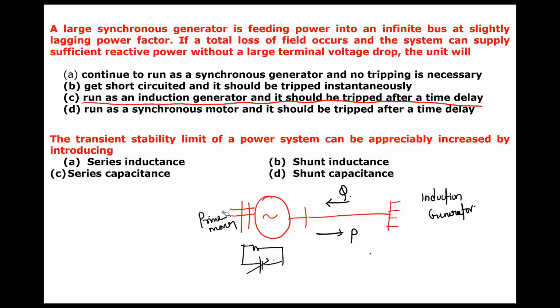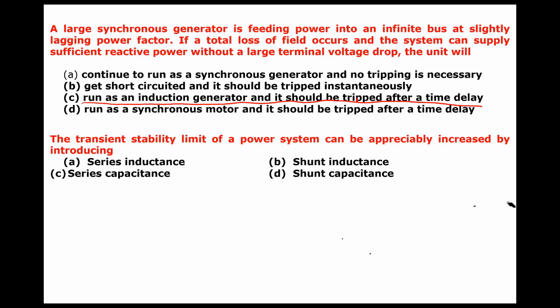Suppose the field circuit is intact, but the prime mover is open. So in this case, what happens? It will supply reactive power, but it will draw the real power. Then its operation is as a synchronous motor. It operates as a synchronous motor. Remember these points.